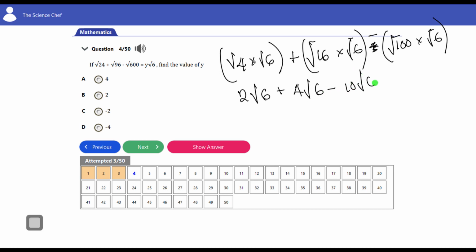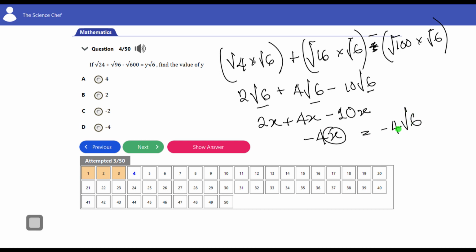Now this root 6, we can liken to, let's say, x. If we replace root 6 with x, this will be 2x plus 4x minus 10x. If we simplify this, this is 2 plus 4, that's 6x minus 10, that gives us minus 4x, right? But our x is root 6. So that gives us minus 4 root 6. Are we together? Minus 4 root 6.